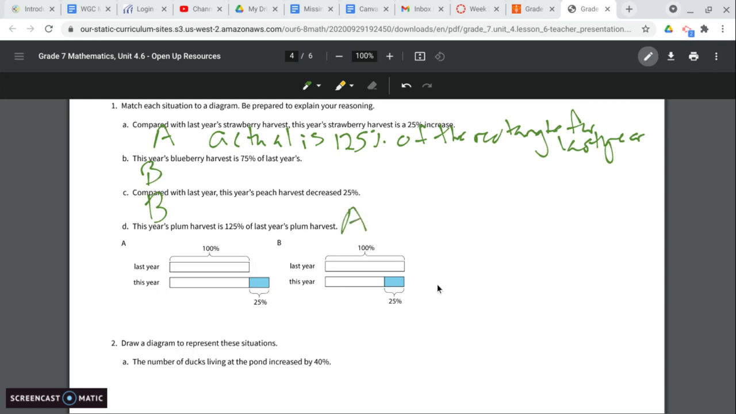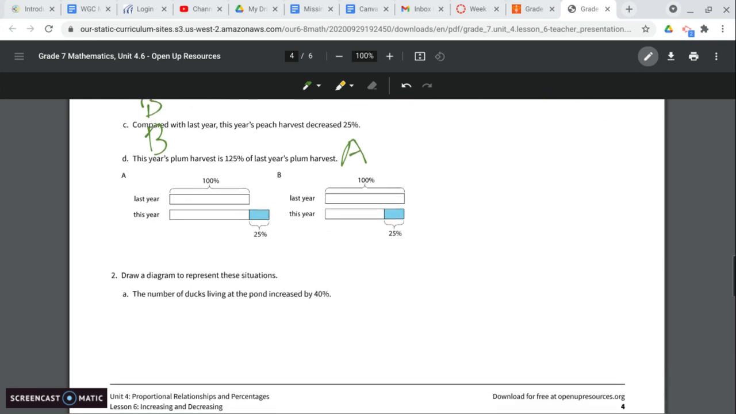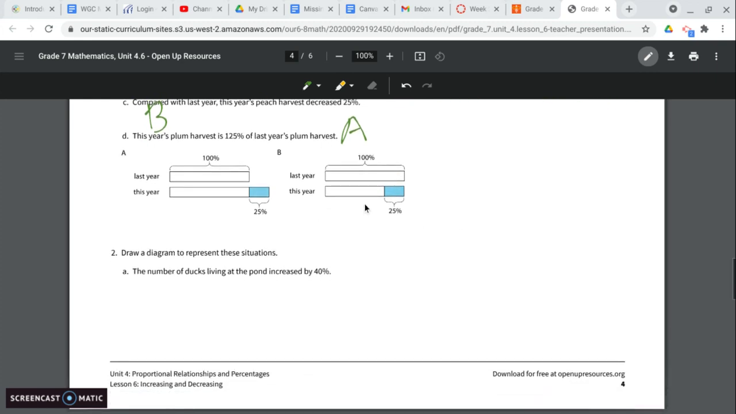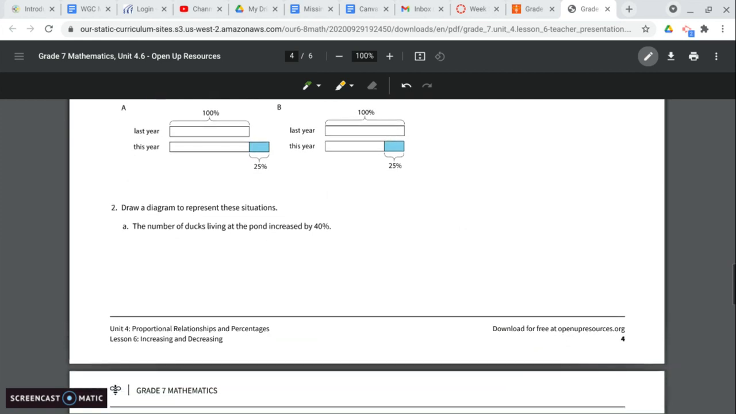So we can see these percent increases. We can see the decrease. So this is how we'd show it with these tape diagrams. Now, this is doing it where we have two separate tape diagrams, or two separate rectangles, to represent the situation. We can also do it where they're all one. So draw a diagram to represent these situations.